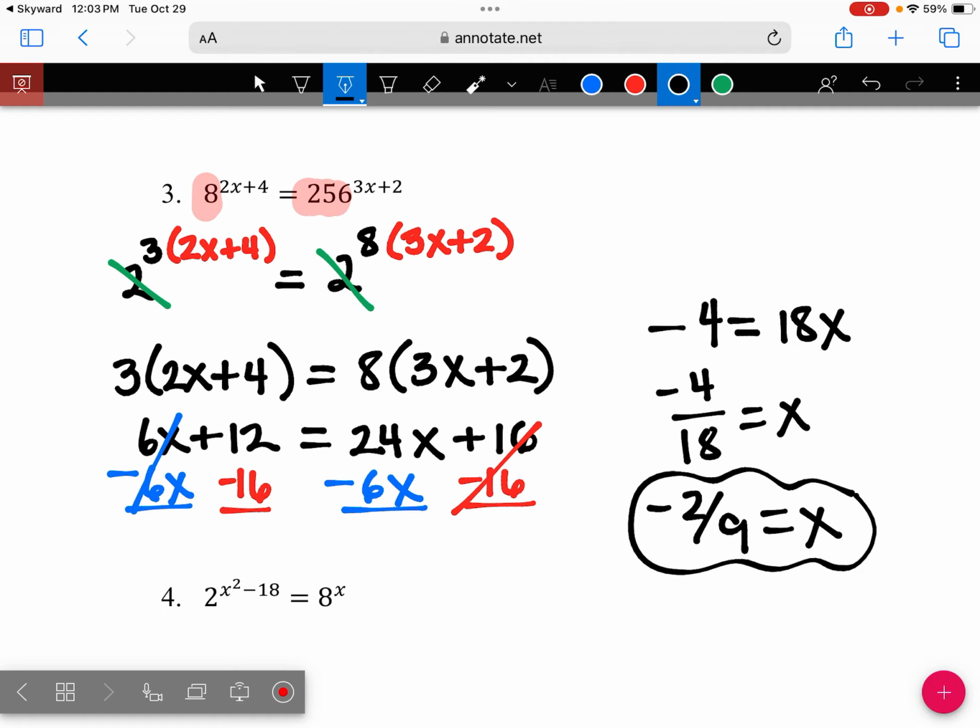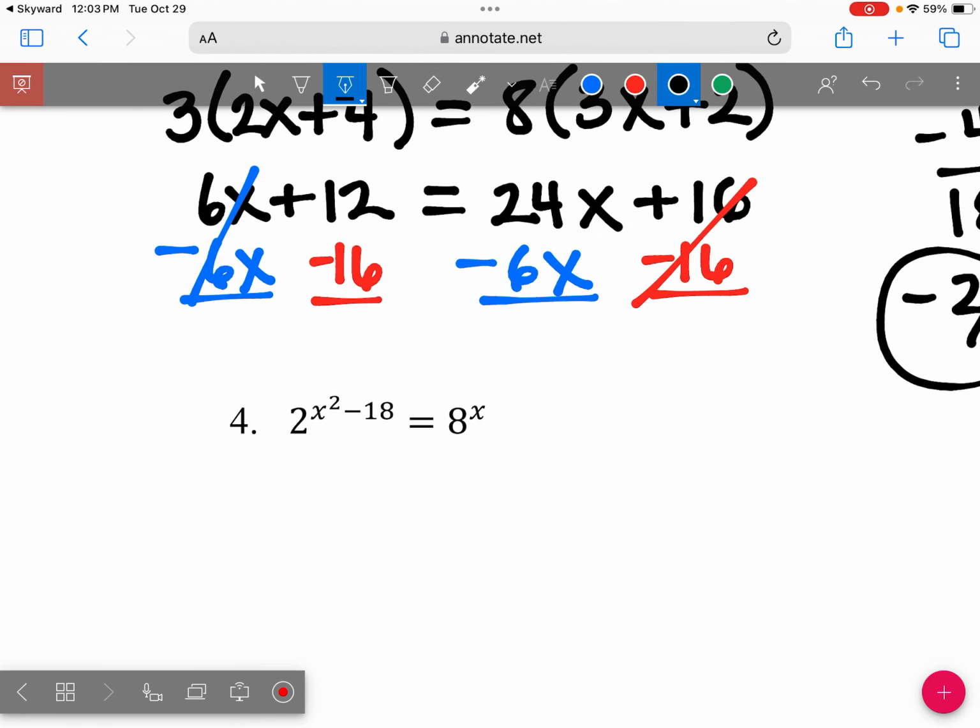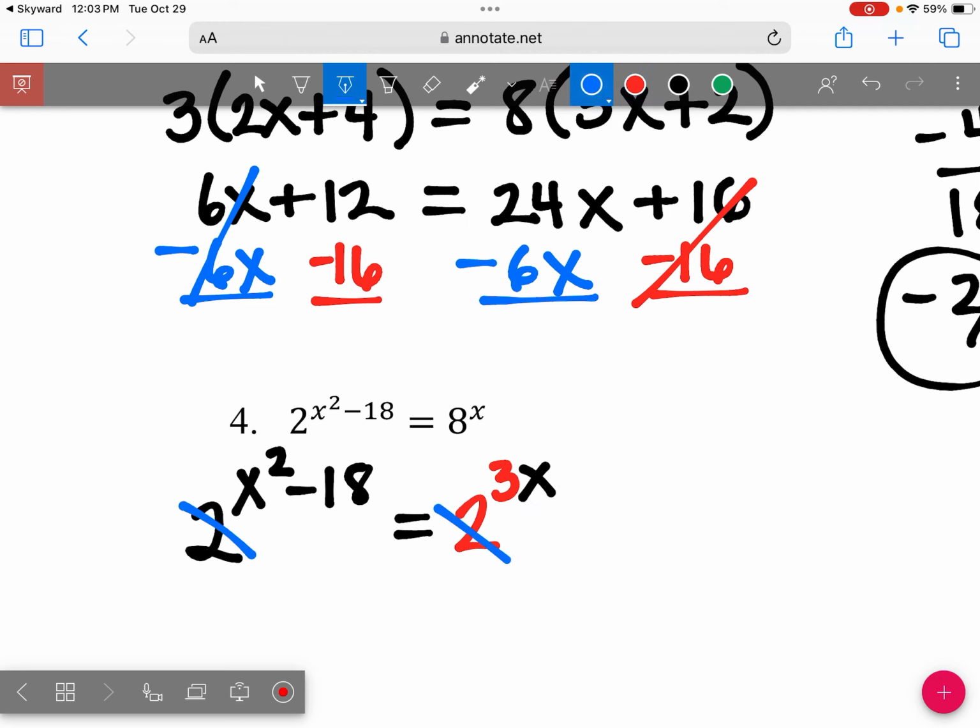So question number 4, the common base will be 2. Can't go any lower than 2, so I know that I have to change the right side to be 2. 2 to what power is going to give me 8? 2 to the 3rd, bring down the x. So now I have a quadratic, which means I have 2 answers.